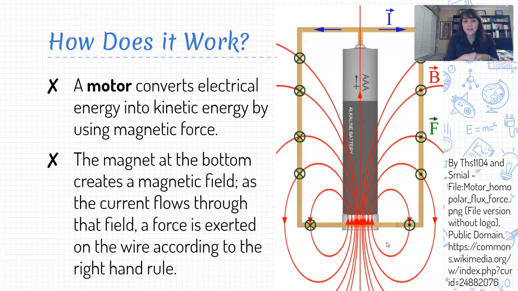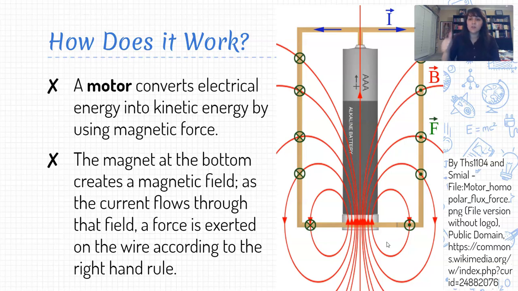So what we can see here then is that overall our current is moving down the battery. Our magnetic field lines are moving out away from the battery. And so we see that they're at least partially perpendicular to each other. And so then we can just use our right-hand rule.